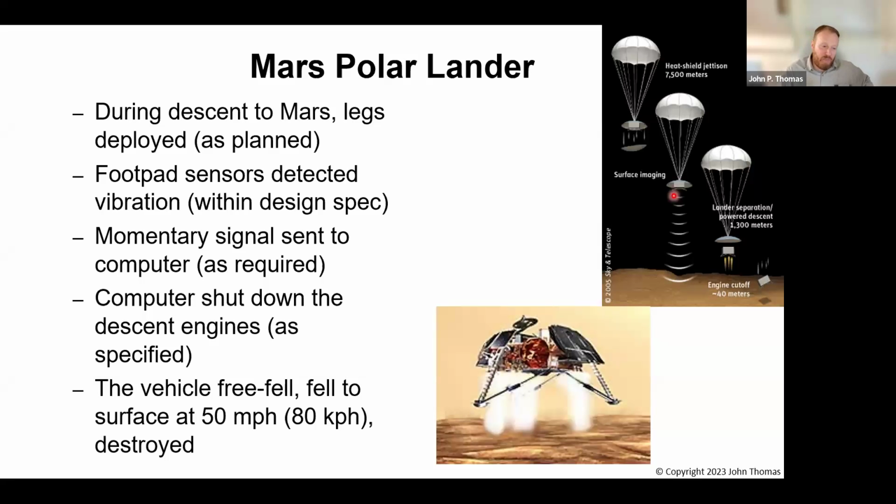And guess what? The whole thing was destroyed. It free fell and hit the surface at 50 miles per hour. The engineers at the time had said there's no way it's going to hit more than 5 miles per hour. That's what we're going to design the whole thing for. It crashed and was totally destroyed. 110 million US dollars gone.